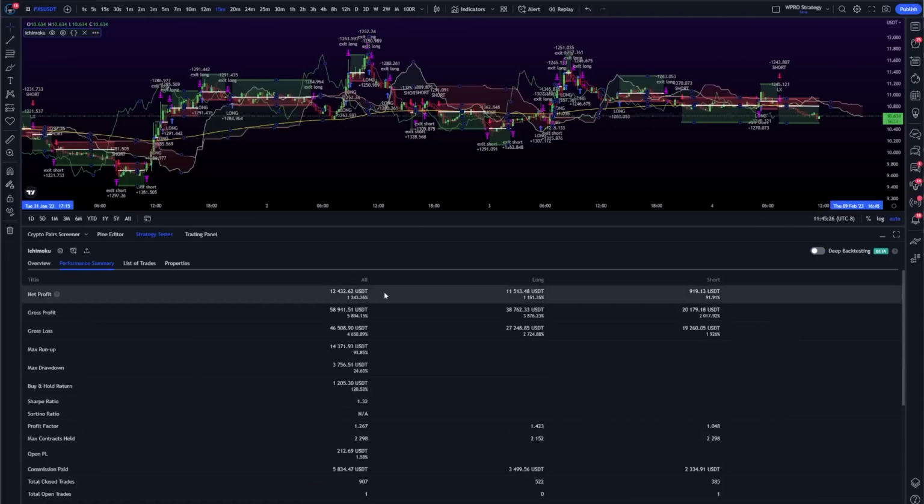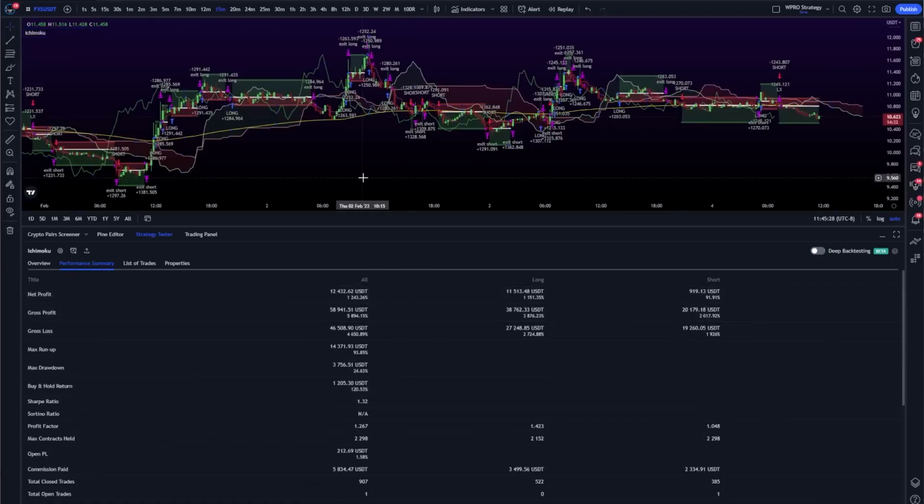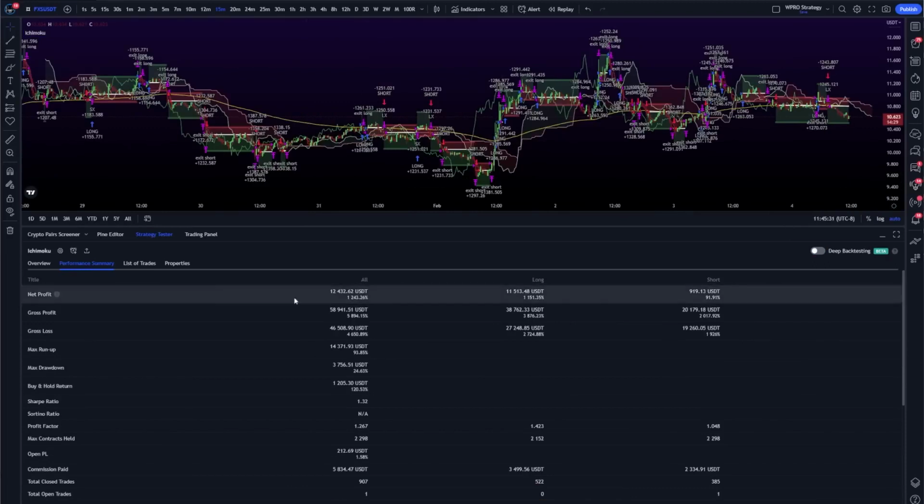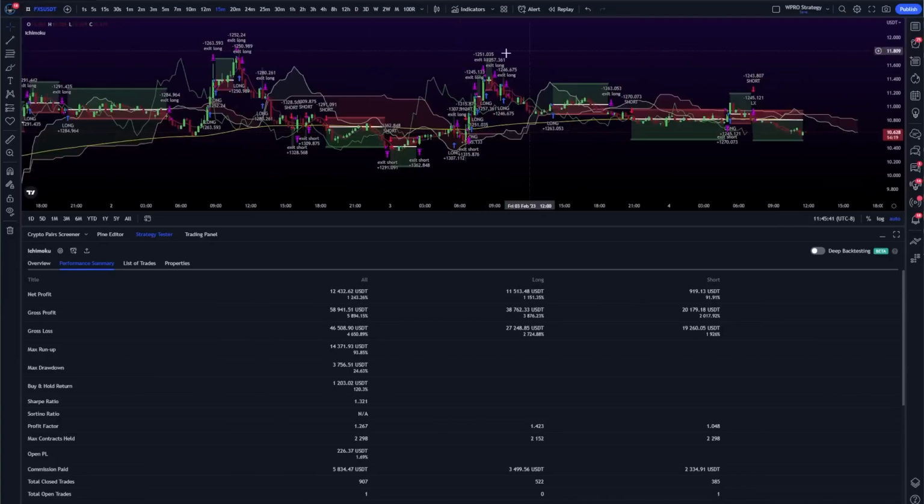So I'm going to turn off deep backtesting so you can see the net profit here on 20,000 candles. Again, you might not have these exact results if you only have a free Tradingview plan, but here are the exact configurations. As you can see, they're all on the chart. You can see exactly when it goes long and short.